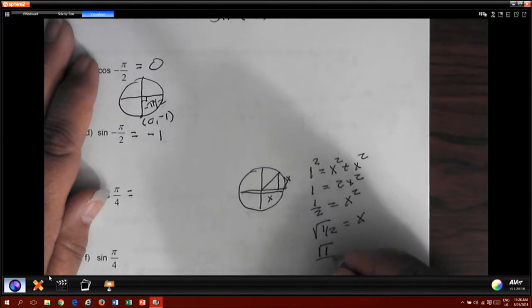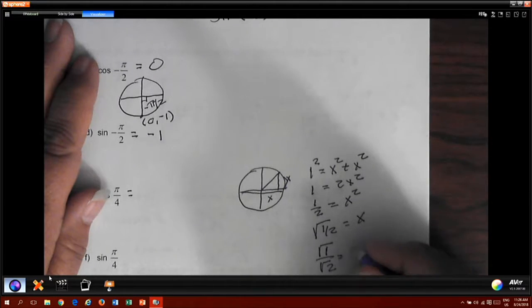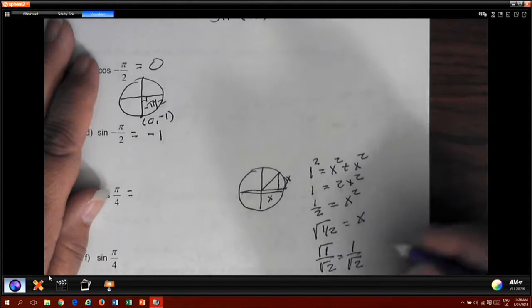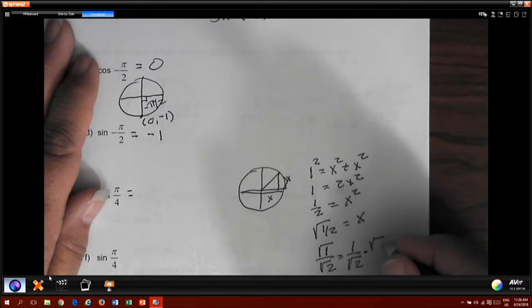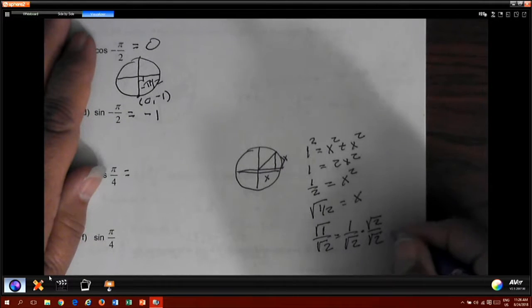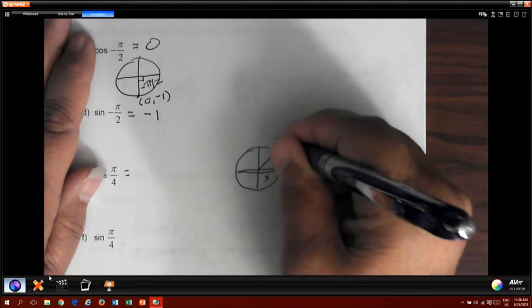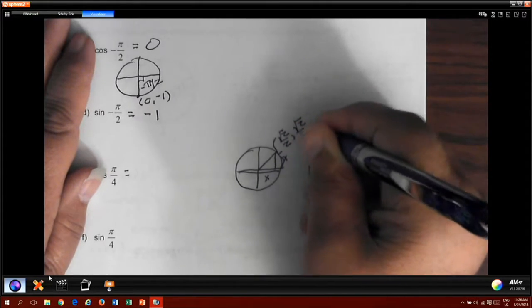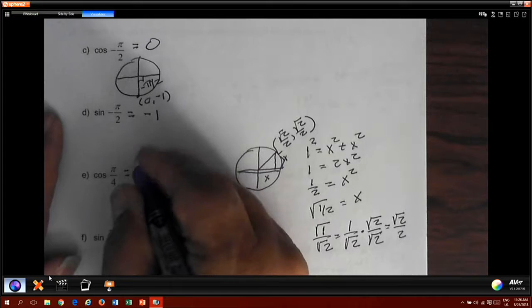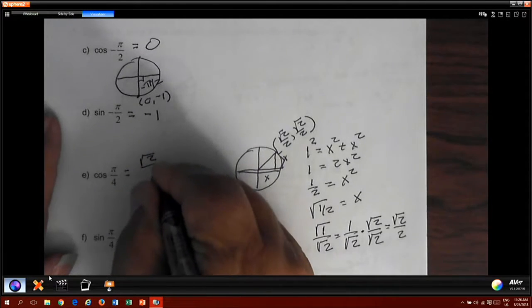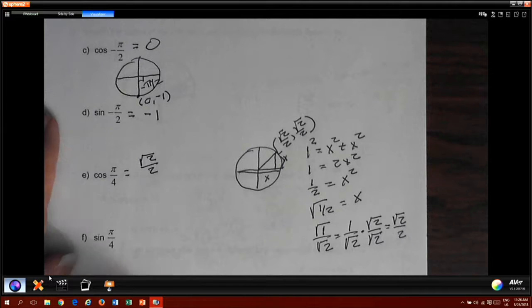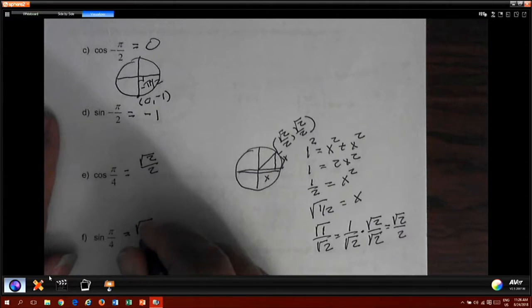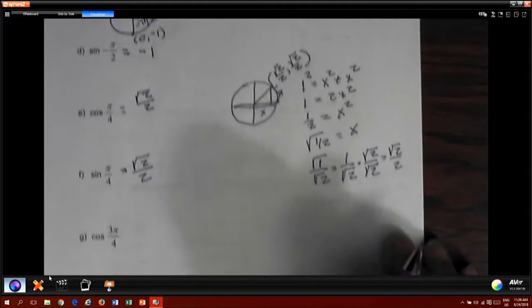Square root of 1 over square root of 2 equals 1 over square root of 2, but we can't leave a radical in the denominator. So we multiply it by square root of 2 over square root of 2, which means the x and y coordinates both are square root of 2 over 2. So cosine of pi over 4 is square root of 2 over 2. Sine of pi over 4 is square root of 2 over 2.